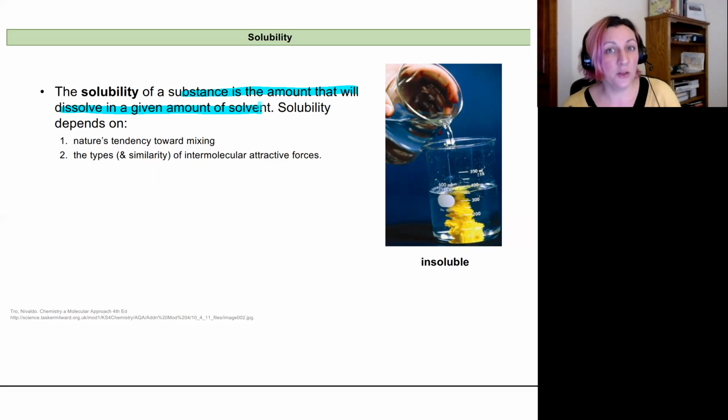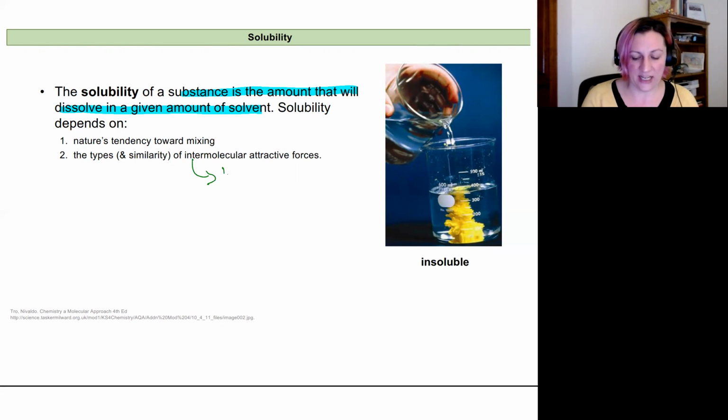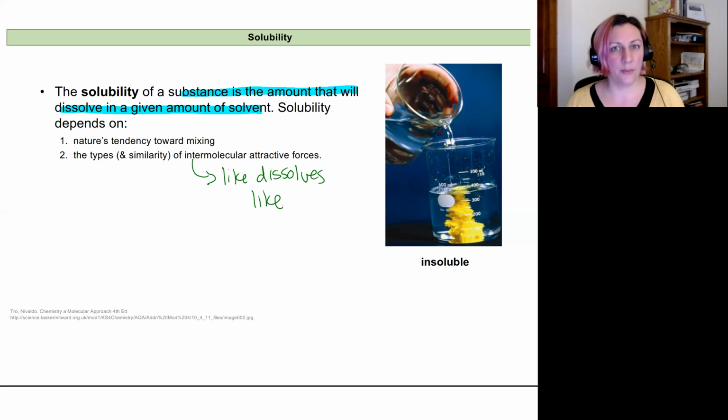And the solubility of a compound in another compound as its solvent will depend on two different things that we'll talk about. It depends on nature's tendency towards mixing, and it depends on the type of intermolecular forces that the solute and the solvent have and how similar those intermolecular forces are. So this is going to lead us to a generalization that we call "like dissolves like." So let's talk about these two.